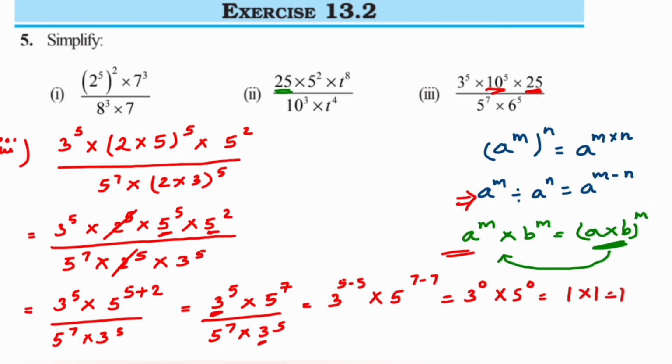Or you can cancel here itself 3 to the power 5 in the numerator and denominator, and 5 to the power 7 in the numerator and denominator. At last you'll get the answer 1. Either way you'll get the answer 1. So that's it. This is the answer here. I have done all the 3 questions, and they are really important ones.